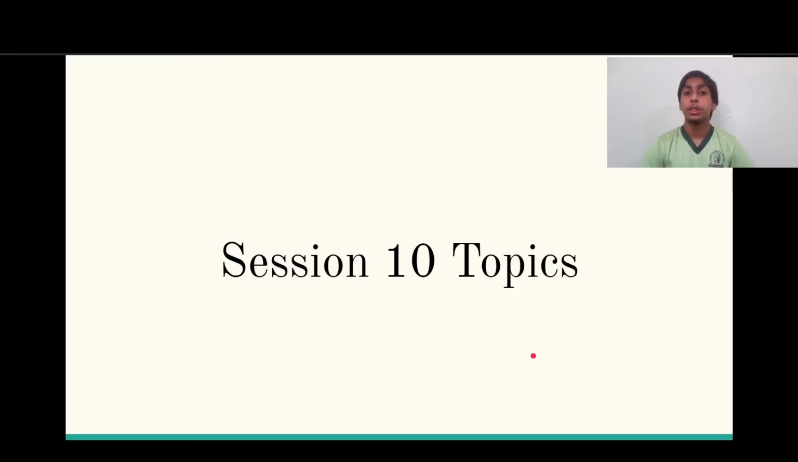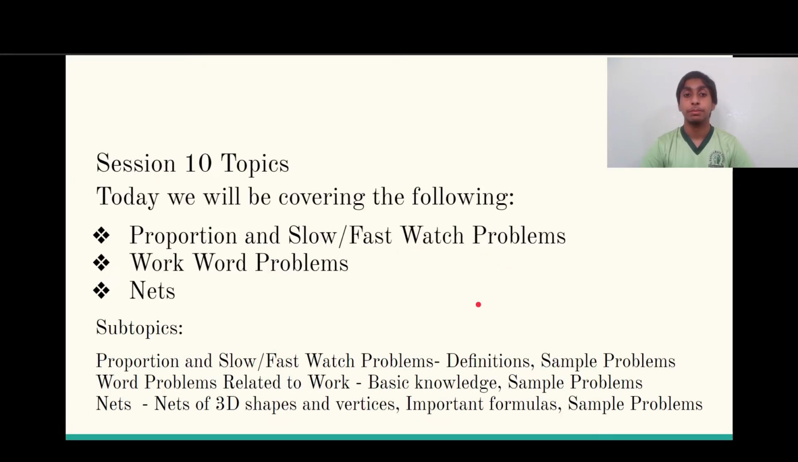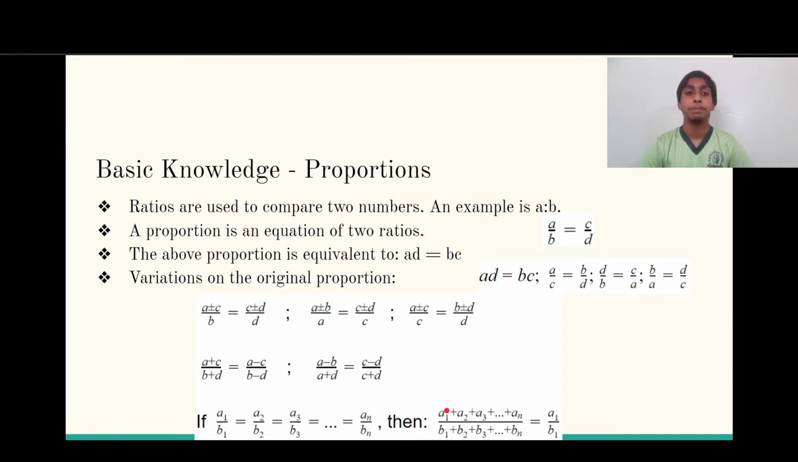So what exactly are we going to be learning today? Session 10. Today we're going to be covering the following broad problem types: proportion and slow fast watch problems, work word problems, and nets. We do have some subtopics underneath these broad problem types. We're going to be learning some definitions, some basic knowledge, and just imagery, or how you can visualize a net. And we're also going to be learning some more important formulas. Okay, so let's get right into it.